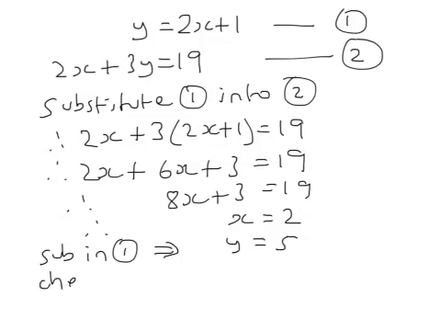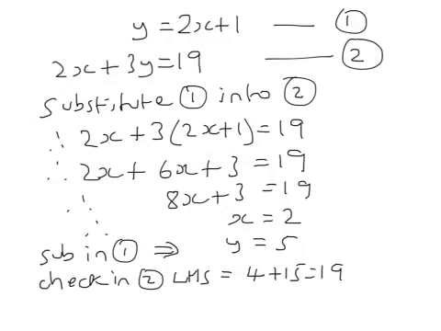Always a good idea to check, so let's check in equation 2. The left hand side is 2 times 2 is 4, 3 times 5 is 15, which is 19, which is the right hand side. So therefore the solution is x equals 2, y equals 5.